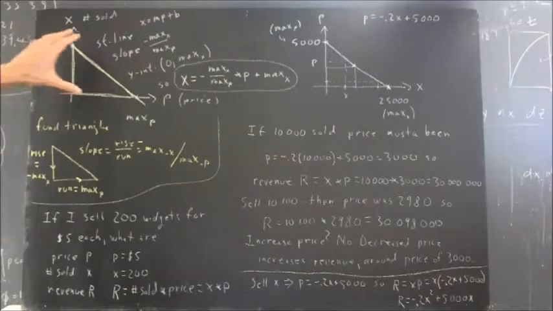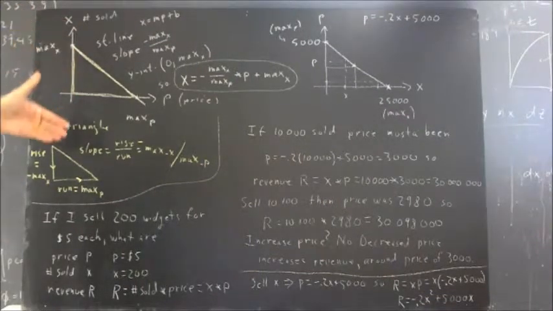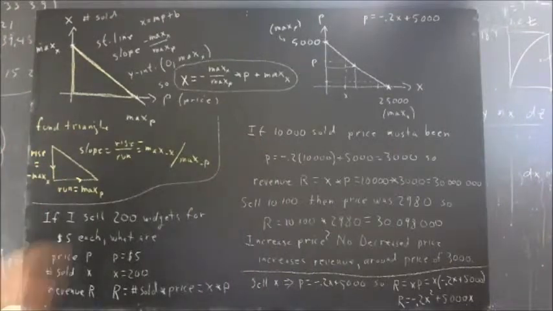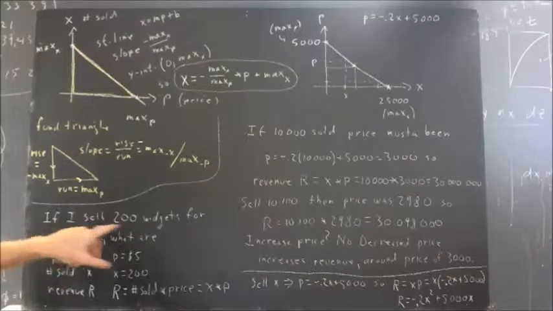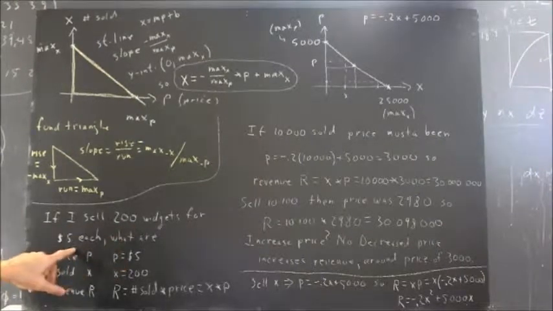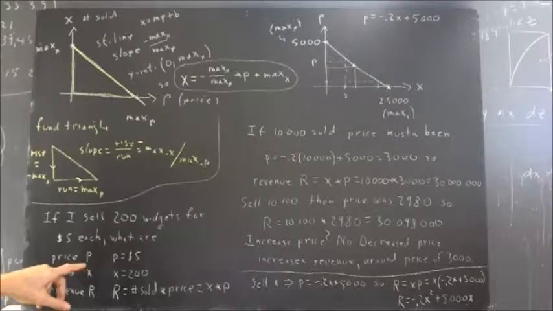Okay, what we see here is just a repeat of what was on the preceding video, so we're just going to ignore this part of the board and move to this question. Okay, if I sell 200 widgets for $5 each, what are the price, the number sold, and the revenue?